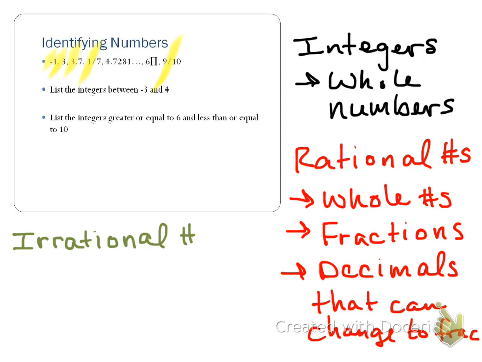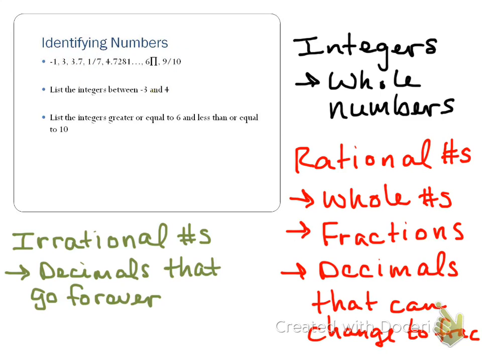Next, let's look at irrational numbers. Those are decimals that go on forever. So anything with pi, and if you see the ... at the end of decimals, that's going to be irrational. So we have 4.7281 ... and then 6 pi.